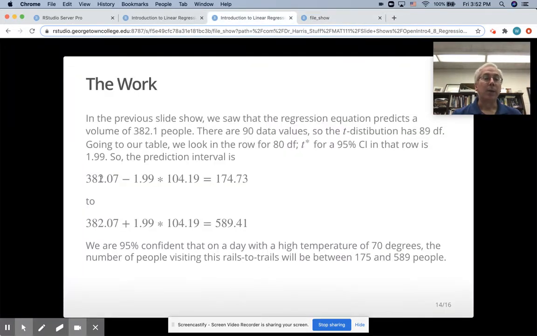And so we get 382.07 minus t star times the standard error. That turns out to be 174 3/4 almost. 382.07 plus 1.99 times the standard error gives me almost 589.5. And so we're 95% confident that on a day with a high temperature of 70 degrees, on any day, the number of people visiting this Rail Trail will be between 175 and 589. So again, this is predicting a single response for a day with that temperature, not a mean response.